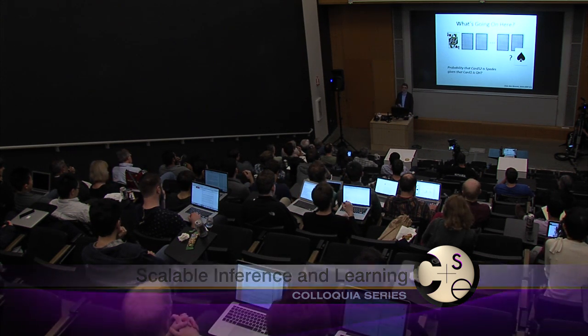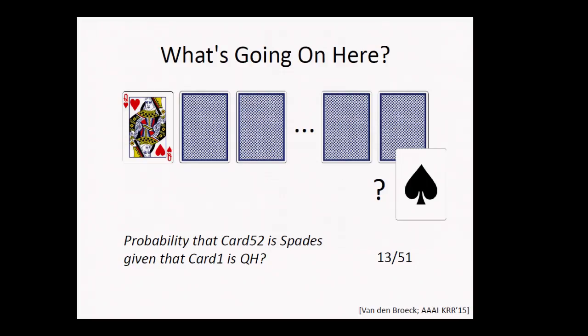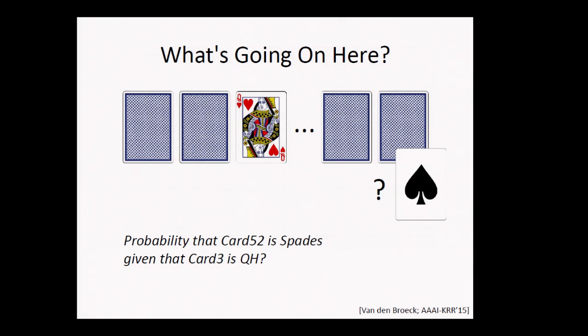So the answer lies in this example here, right? We knew before that this was the probability for this query here. So what changes if instead of observing the first card, I observe that the second card is the queen of hearts? Nothing, right? Still 13 out of 51. If I observe that the third card is the queen of hearts, again, 13 out of 51, right?